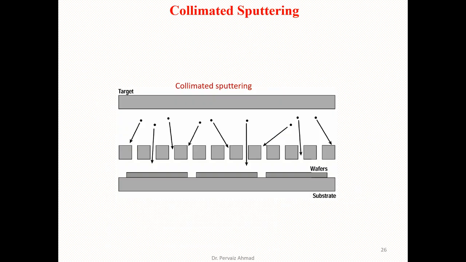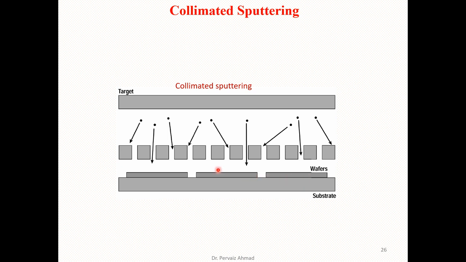So, what is collimated sputtering? Let me explain the setup you can see here in the figure, which is the experimental setup utilized for collimated sputtering. Just like ordinary sputtering, we have a target source, and along with that we have a substrate. Upon the substrate we place the wafers.